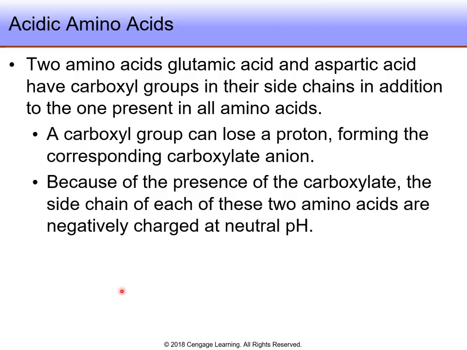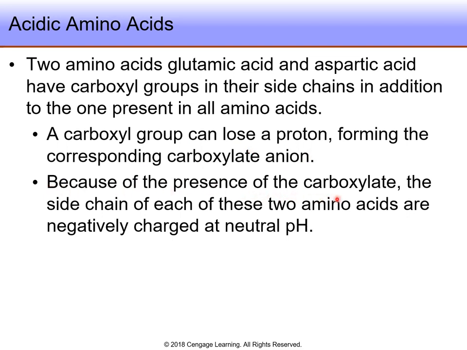Now 5 amino acids remain from the 20. We said 9 are non-polar, 6 are polar but uncharged, and we have 5 remaining. 2 of them are called acidic amino acids. These are glutamic and aspartic acid. They have carboxyl groups in their side chains, in addition to the one present in all amino acids. A carboxyl group can lose a proton, forming the corresponding carboxylate anion.